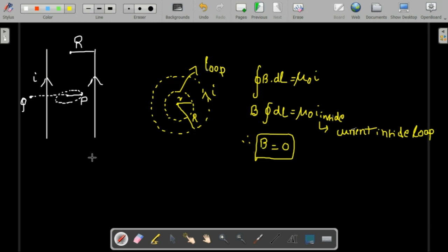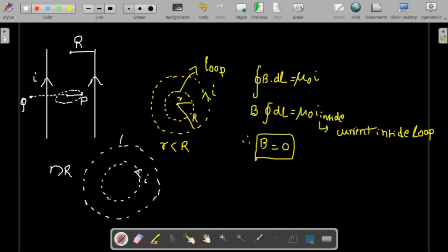Let's just have a look at outside. So this was the case when this small r was less than capital R. That means inside the system. Okay. But if we are considering r as greater than capital R, that means we have the current like this, I, and the larger loop is here. This is my Amperian loop, right? Now this is my loop.